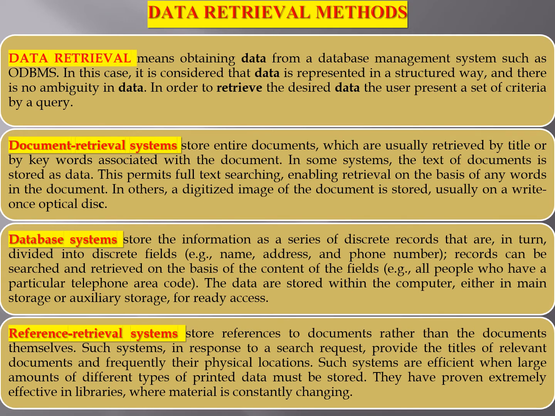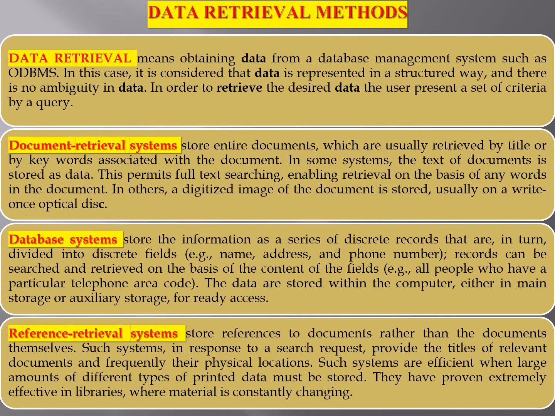Documentary retrieval system. These store entire documents, which are usually retrieved by title or by keywords associated with the document. In some systems, the text of the document is stored as data. This permits full text searching, enabling retrieval on the basis of any words in the document. In others, a digitized image of the document is stored, usually on a write-once optical disk.